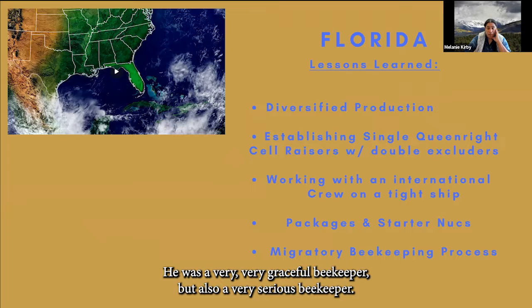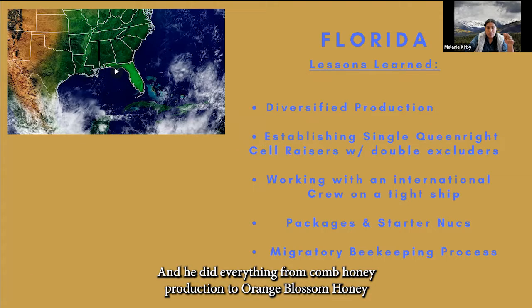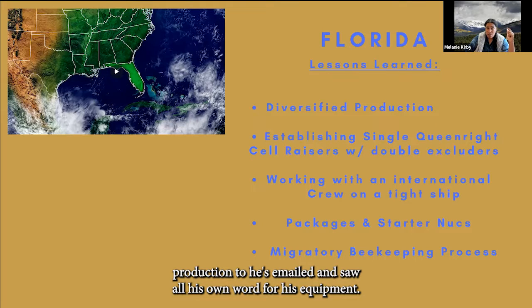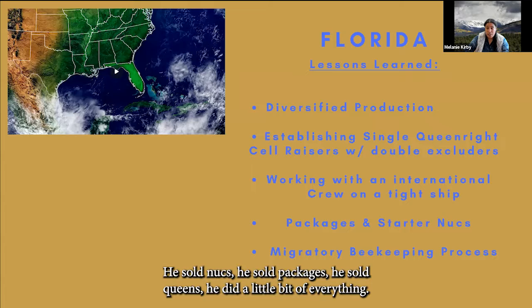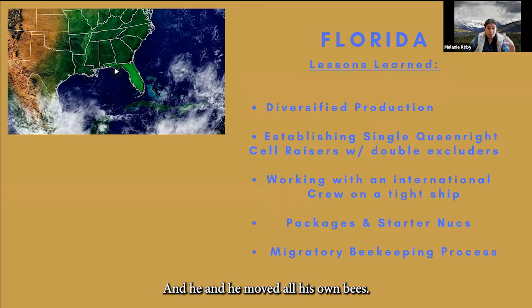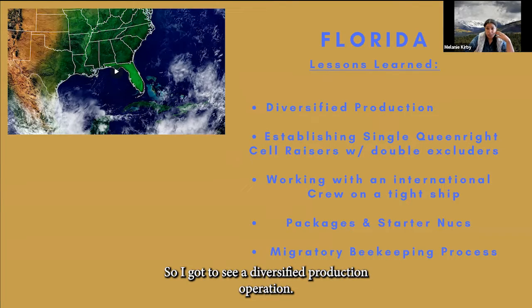He was a very graceful beekeeper, but also a very serious beekeeper. He did everything from comb honey production to orange blossom honey production, and he milled and sawed all his own wood for his equipment. He sold nukes, he sold packages, he sold queens. He did a little bit of everything, and he moved all his own bees. He migrated them between Wisconsin and Florida. So I got to see a diversified production operation.